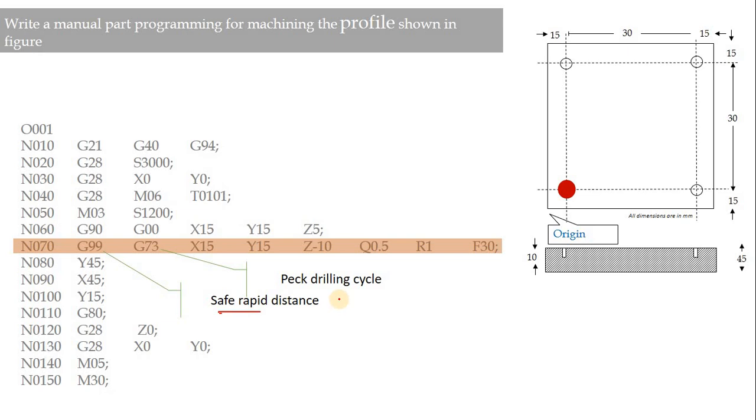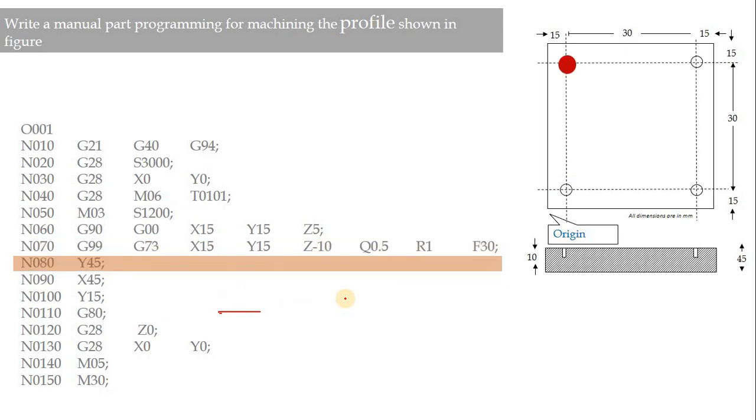With line N070, the drilling of the hole at X15, Y15 with a depth of 10 mm will be carried out, and after completion the program will go to the next line. The next line will be executed where the coordinate is represented by Y45. The X value by default will be taken from the previous line. That is, in this case, X15 and Y45.